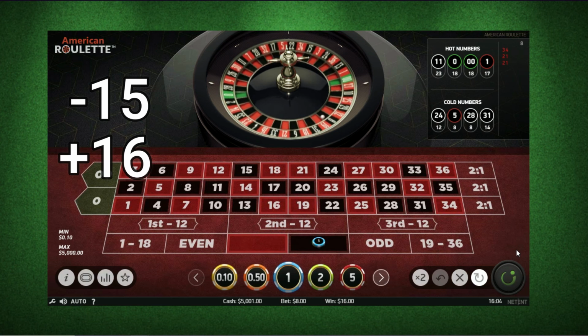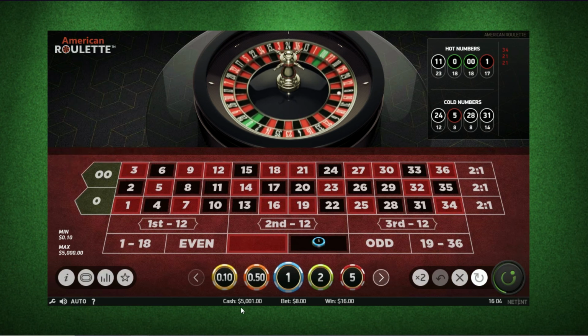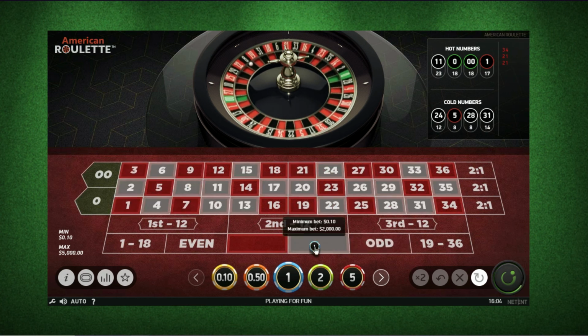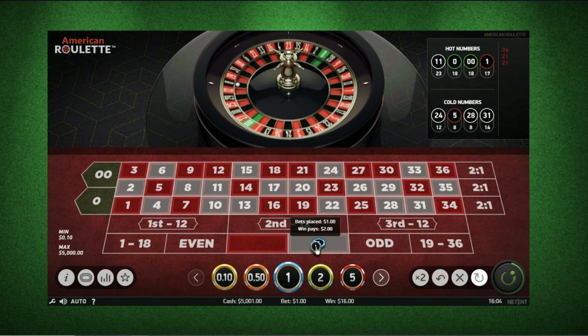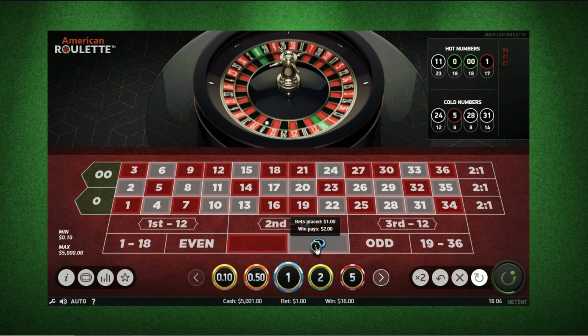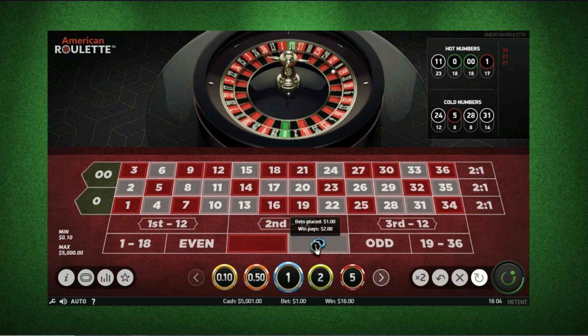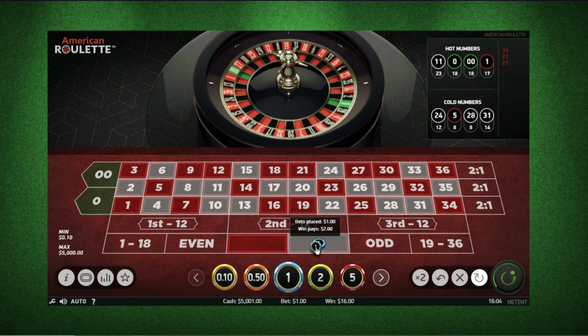Now that we've won, if we look down at our total, $5,001. How did I do that? Well, it's pretty simple. So the initial bet was $1, which we lost. The next bet was $2. So 1 plus 2 is 3. Next bet was $4. So 4 plus 3 equals 7. And so on and so forth. You're always betting one more than you've lost, so at the end of the day, you're going to come out ahead.